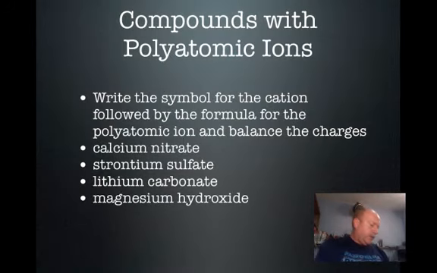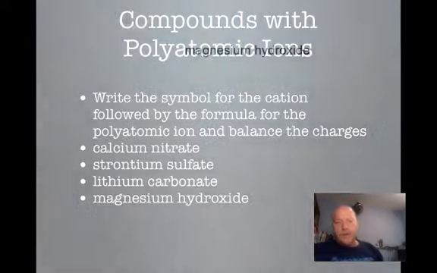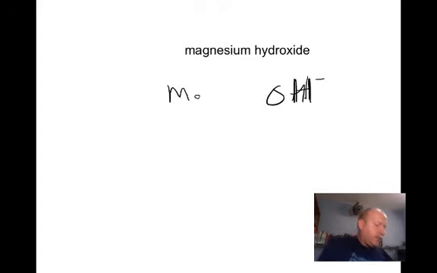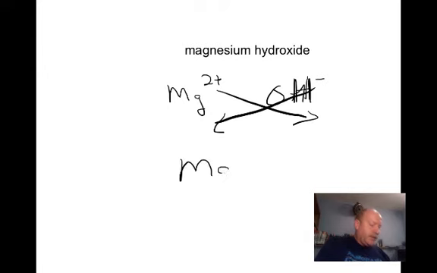All right, magnesium hydroxide. Now here's one that you need to be aware of. Hydroxide is one of those polyatomic ions that doesn't end in ate or ite. It's an important one. It's one we use a lot, so you need to keep it in mind. Hydroxide, that's the OH- ion. And magnesium is a 2+ ion. So we'll crisscross those, and we'll write it like this, Mg(OH)2.